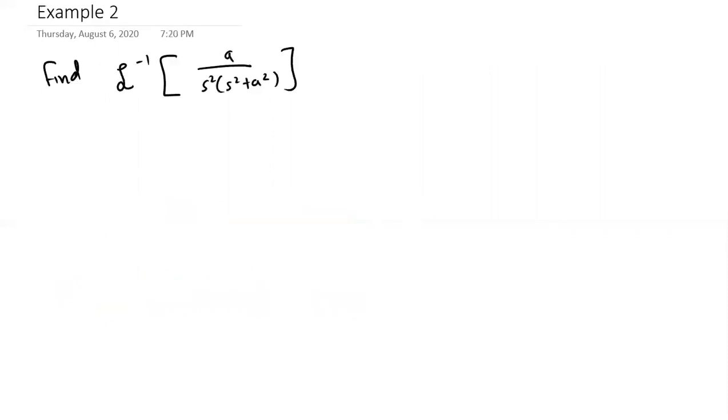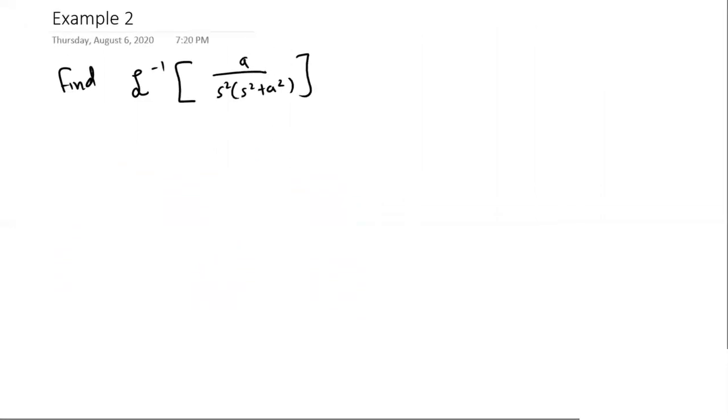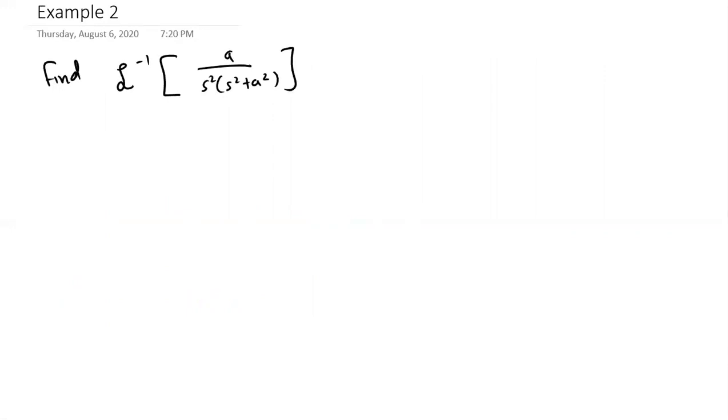So let's use this. Let's try to find the Laplace inverse of a over s squared times s squared plus a squared. First, notice that we can think of this expression as the product of two functions of s, which we know the Laplace inverse of. So we know what function is mapped by the Laplace transform to them. It's really complicated to talk about this in words, so let me just write it out.